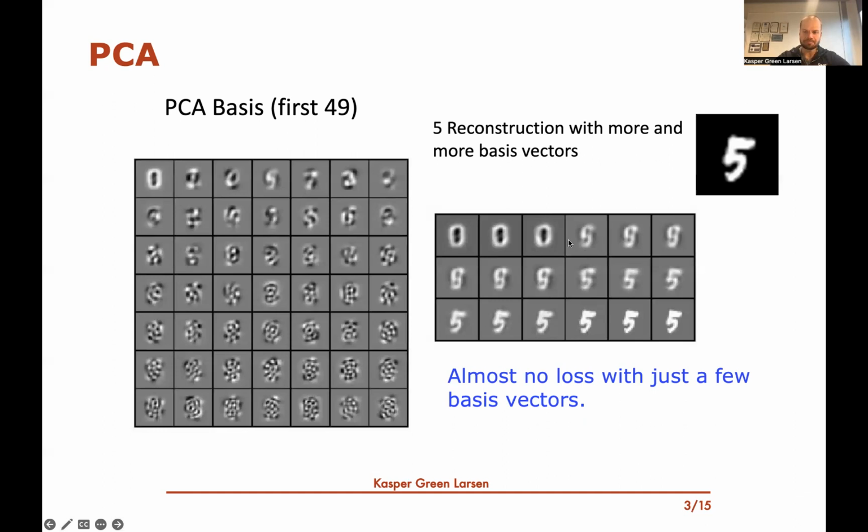Already after using the top 18 eigenvectors, I get a very close resemblance of the original image. So it seems that I only need to keep 18 coordinates, the projections onto these basis vectors, to allow a very good reconstruction of the image. And you would think that it would also be easy to learn from this representation as well, since it looks very much like the original image.